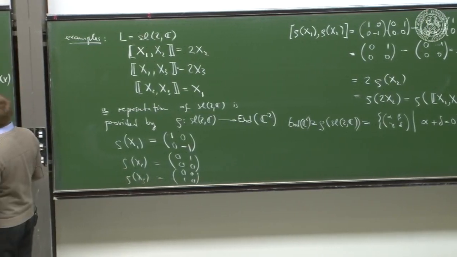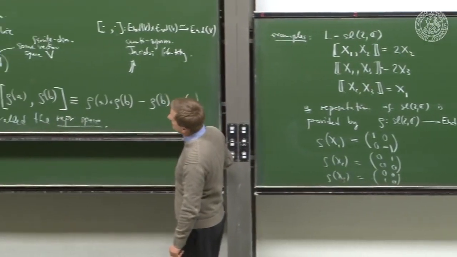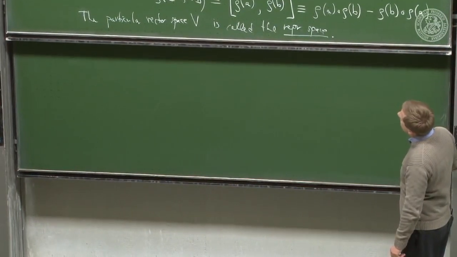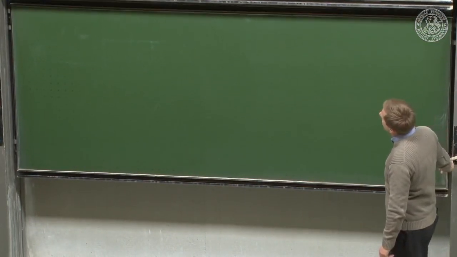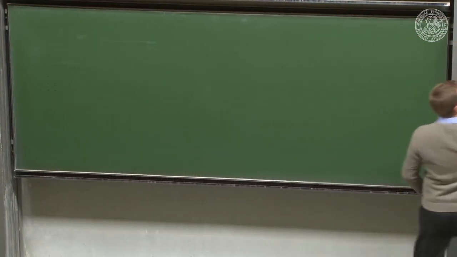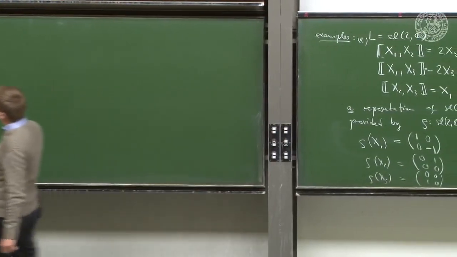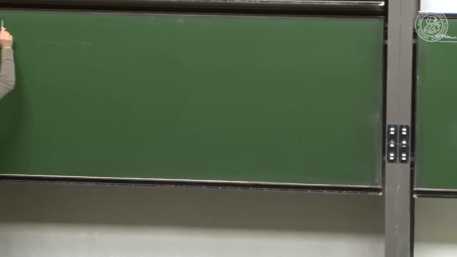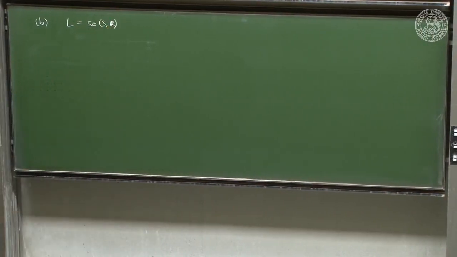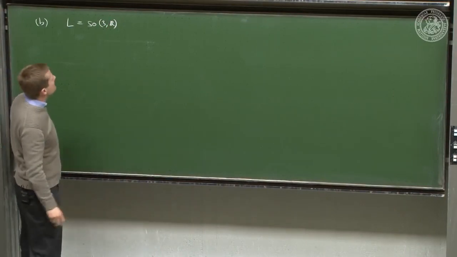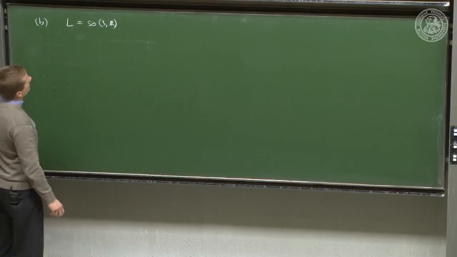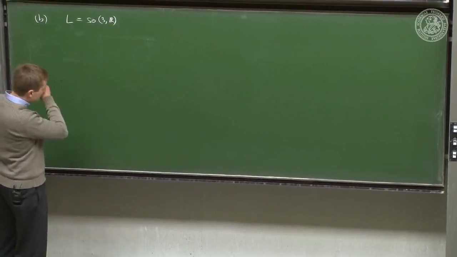Now, a representation, or an algebra, that appears in physics very often is the rotation algebra. So this was the first example, A. And let's have an example, B. You can have L be so(3, R), the rotations. That's the Lie algebra that comes from the rotation group here.